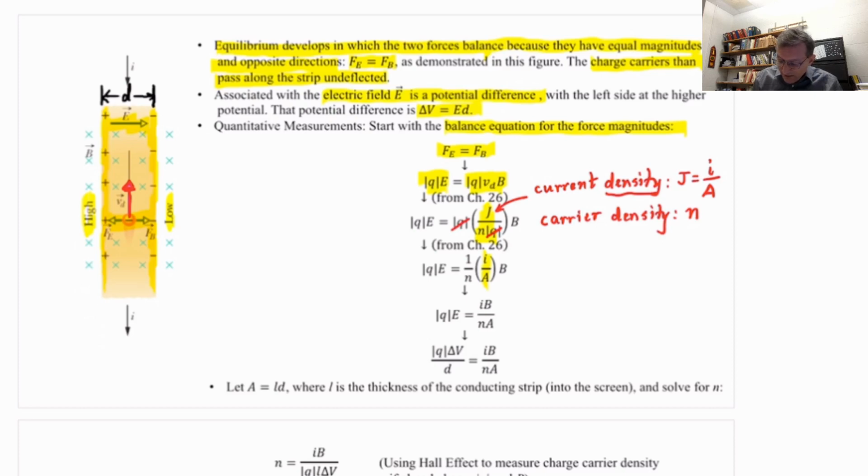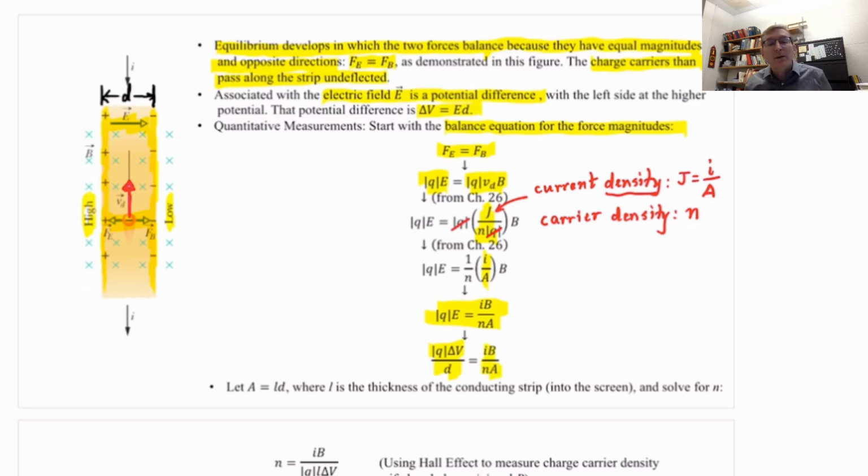So I just consolidate everything and I get this result. Magnitude of Q, the charge carrier, the charge amount, times magnitude of E equals just the plain old current flowing in the copper, I, times the magnitude of this magnetic field, over the carrier density for copper and the cross-sectional area of the copper strip. Then we substitute that E equals delta V, the potential difference, over that width distance D, and we get this expression.